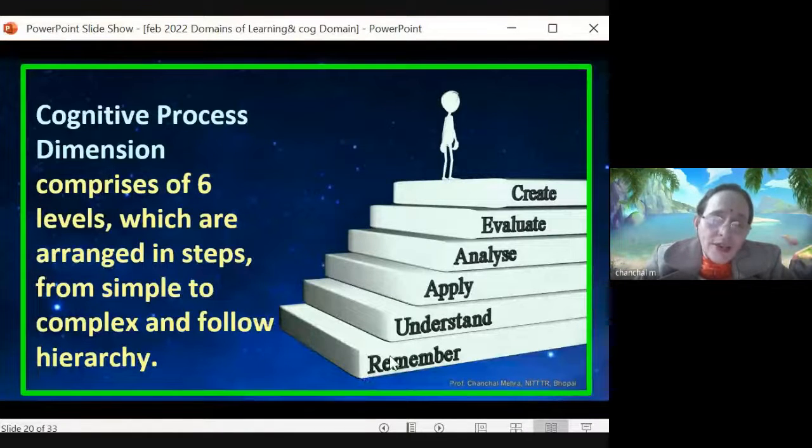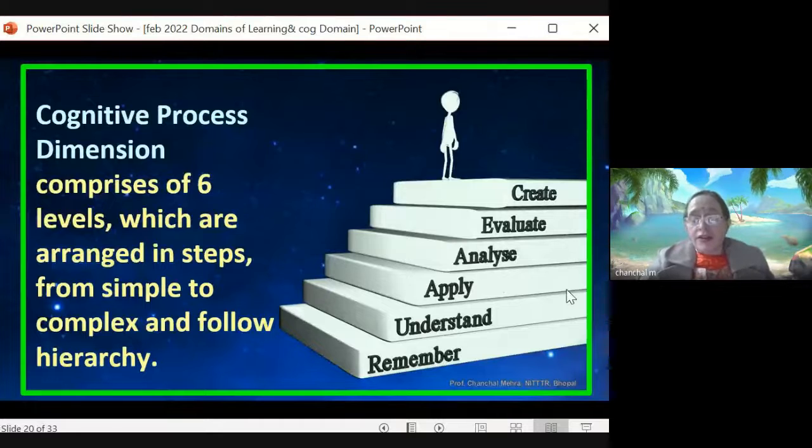That is, the lowest level is the simplest one, and the highest level, that is the create, is the complex one. So they have arranged the learning that is occurring in the students from simple to complex, and also they have mentioned the hierarchy. That is, first they remember, and once they achieve this particular stage, then only they can go for understanding level. It is not possible to understand a particular thing without even knowing or remembering the basic factual information which is essential for that particular thing.